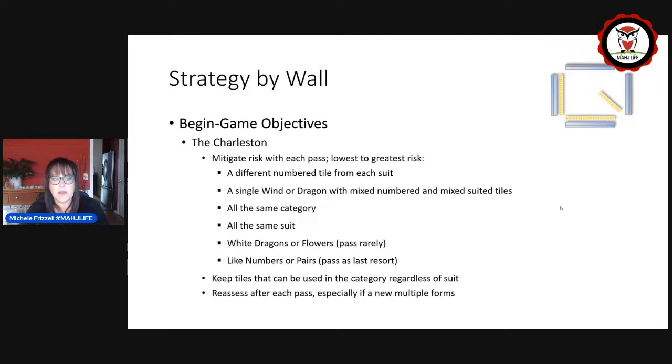And just remember, there's always going to be some level of risk. You just want to do the best you can with what you have. Building your hand is the top priority. You're going to gather tiles for whatever category you've chosen to play based on the strength of your hand, and you're going to reassess each pass as you go, especially if a new multiple forms.